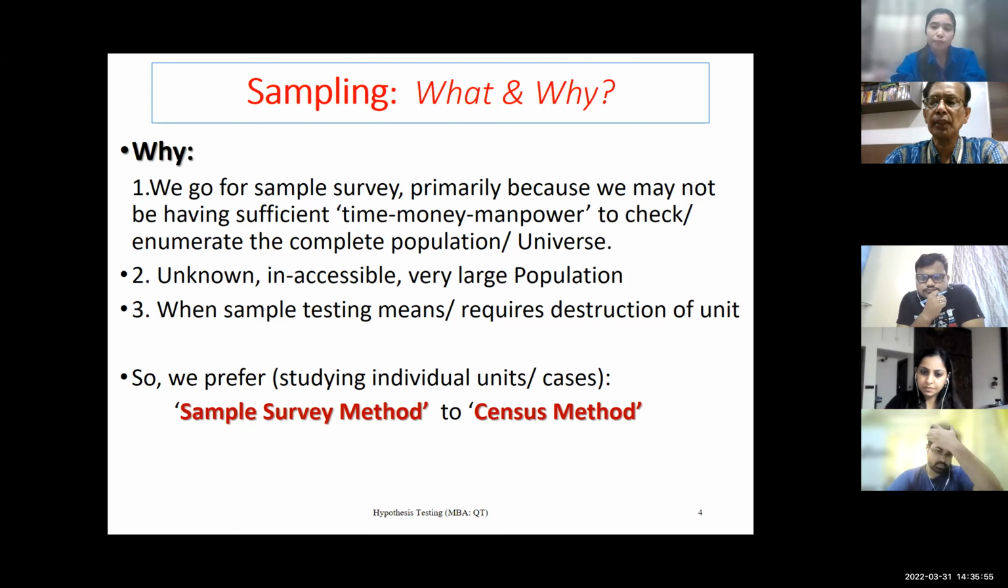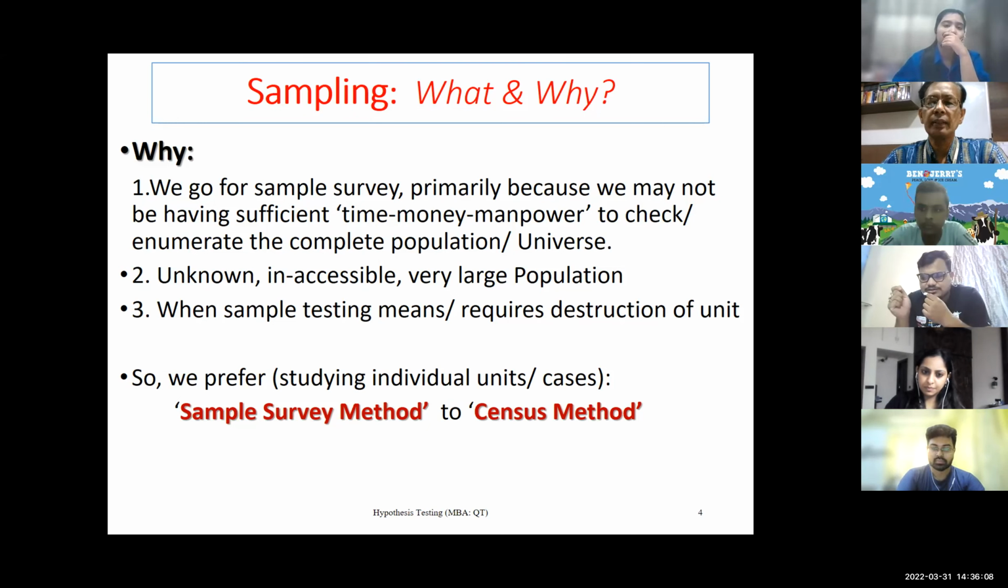What are the cases? Sambit, then Tina. So when the case of destruction, when destruction is involved. Second, sir, an unreachable population. Yes, like the deep ocean. Not accessible, you don't know, so you cannot go because you don't know.